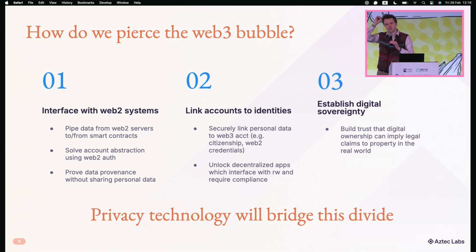I should be able to say I am a UK taxpayer because here is an email sent to me by the UK tax authorities recognizing my contributions. Because once you can prove data provenance without sharing personal data, then you can start to build meaningful on-chain systems that talk to the off-chain world.